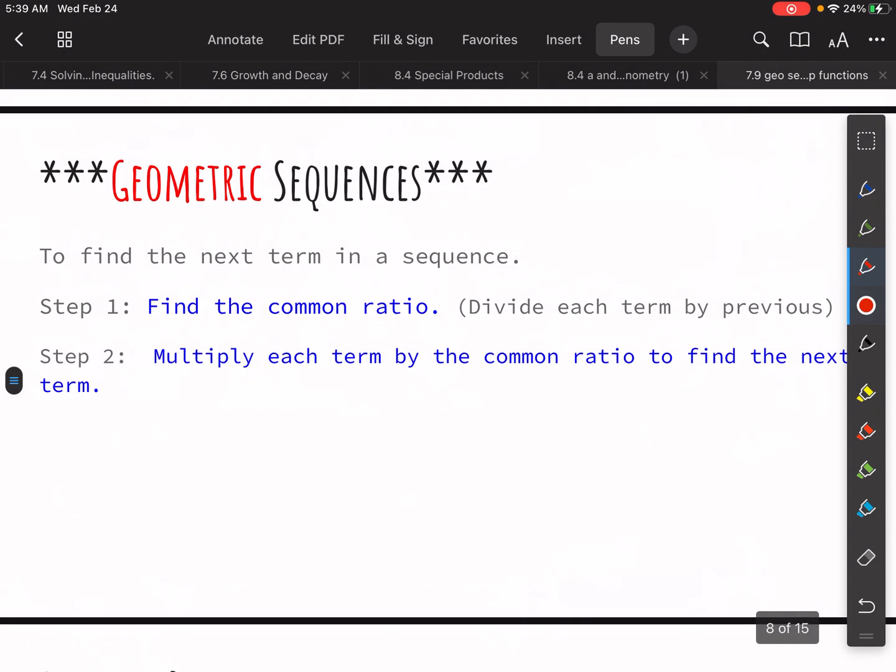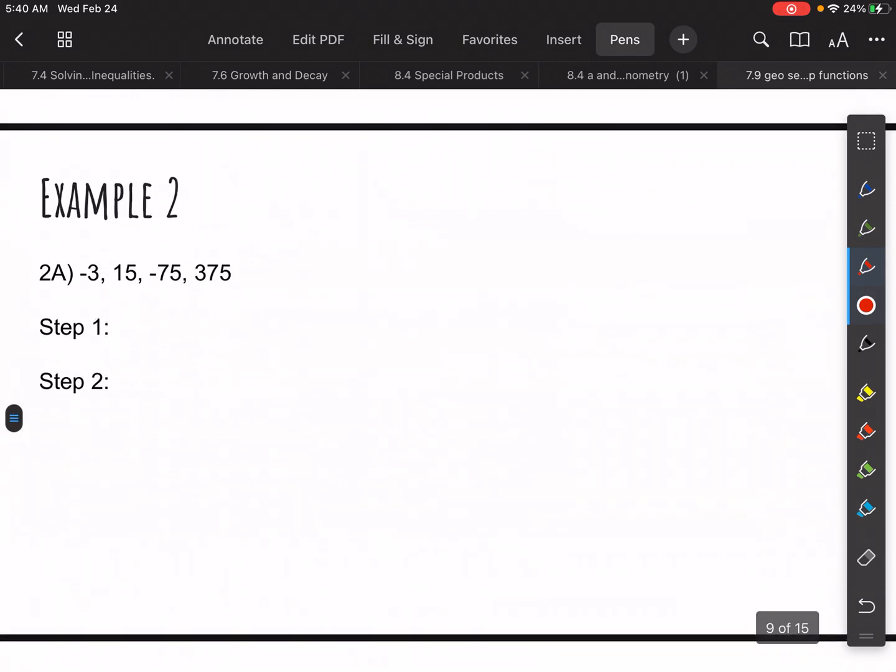Okay, so geometric sequences. This is the focus of this lesson. To find the next term in a sequence, here's a couple of steps that you can do. First of all, you have to find the common ratio. That is taking the next term and dividing it by the previous term. It's called the common ratio. Then we're going to multiply each term by that common ratio to find the next term. So it's all about finding this common ratio, we call it R, and then we're going to use that to find other parts of the sequence. So let's try it out.